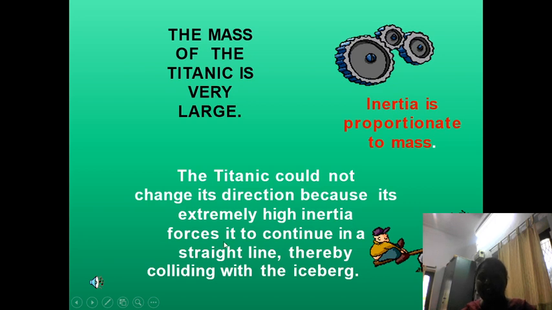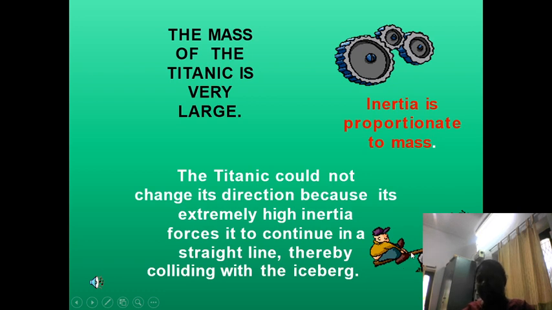So that forces it to continue in a straight line, thereby colliding with the iceberg. As it was moving in a straight line towards the iceberg, because of its high mass, because it possessed high inertia, it couldn't change its direction to the other side. Hence, it couldn't stop colliding with the iceberg.